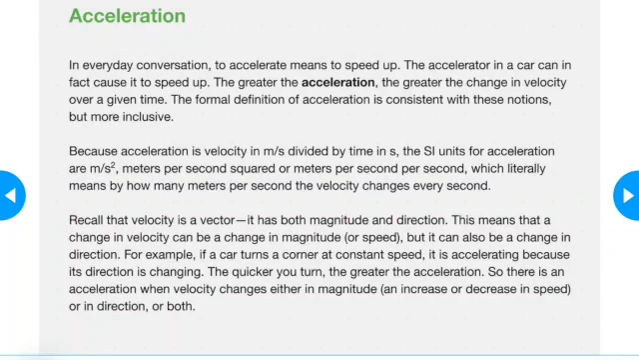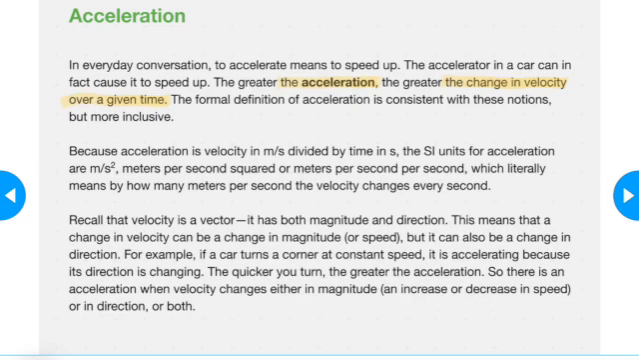Alrighty, for this one we're looking at acceleration, just in general, and we'll see a few things about it here. So, first of all, the definition of acceleration is that acceleration is the change in velocity over a given time. So that is the general definition of acceleration.